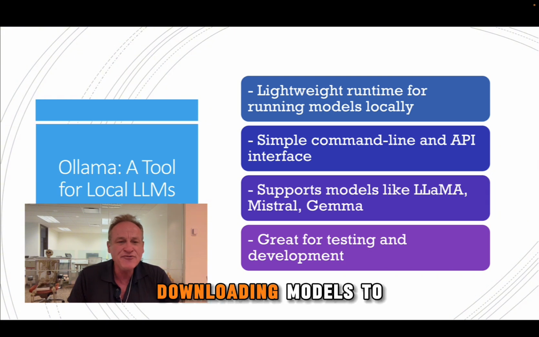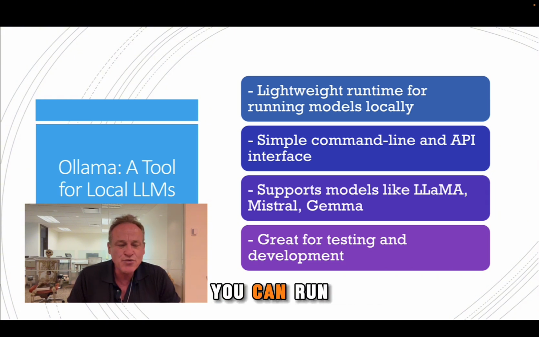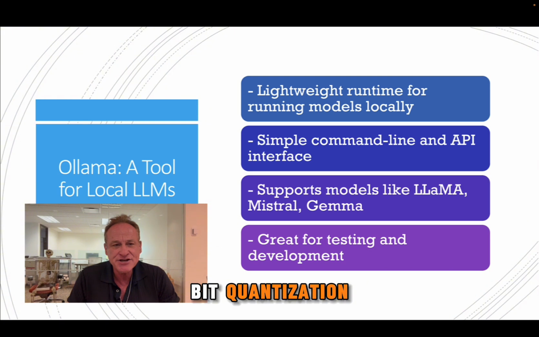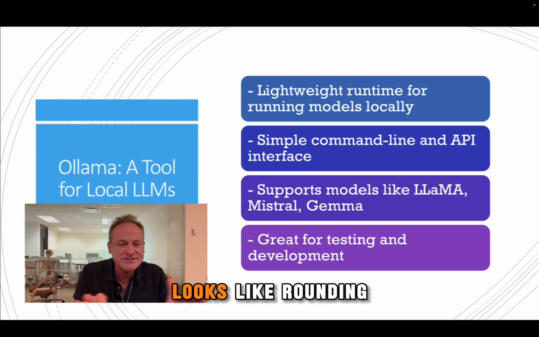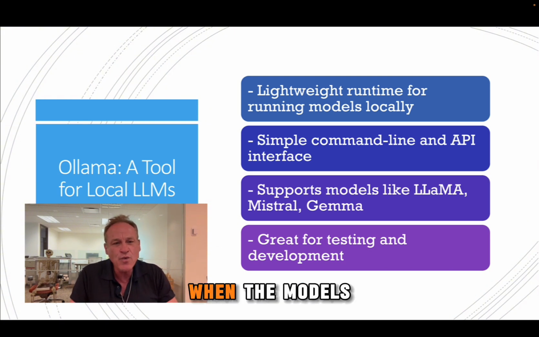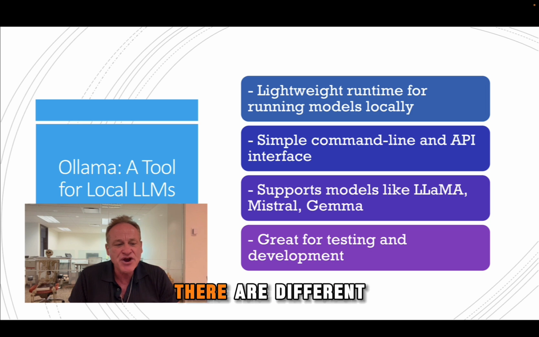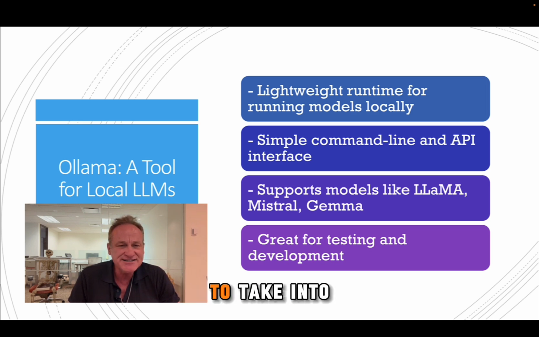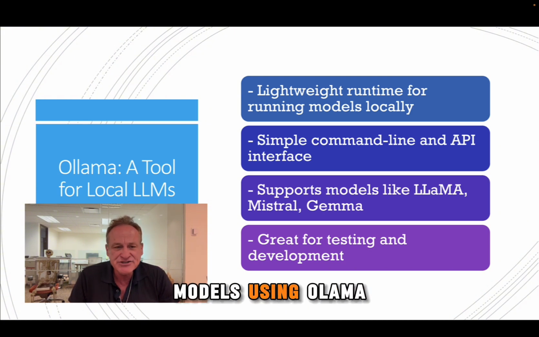Now, as you're downloading models to run locally, you can run at a lower precision or a lower quantization. So like a 4-bit quantization versus a 16-bit quantization means that you can get what look like rounding errors when the models are used. So there are different things you need to take into account when you're using Ollama for your local models, but if you need local models, using Ollama is definitely worthwhile.